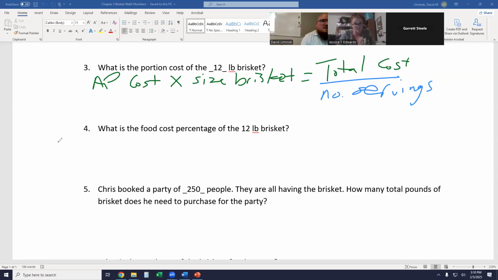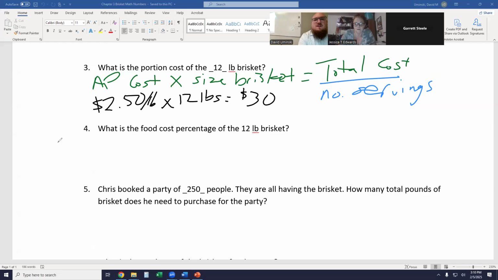So what is my as purchased cost for brisket? How much do I pay? $2.50 per pound. $2.50 per pound times 12 pounds is $30. Thank you. $30. And my $30 divided by 17.6, because remember, I'm going to keep that 0.6 on there.